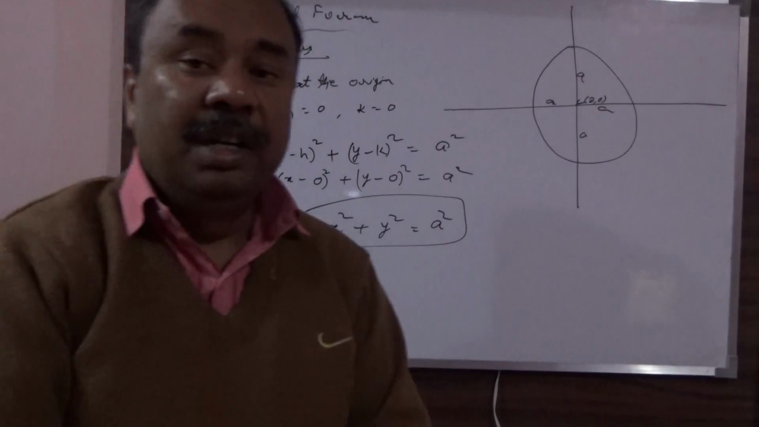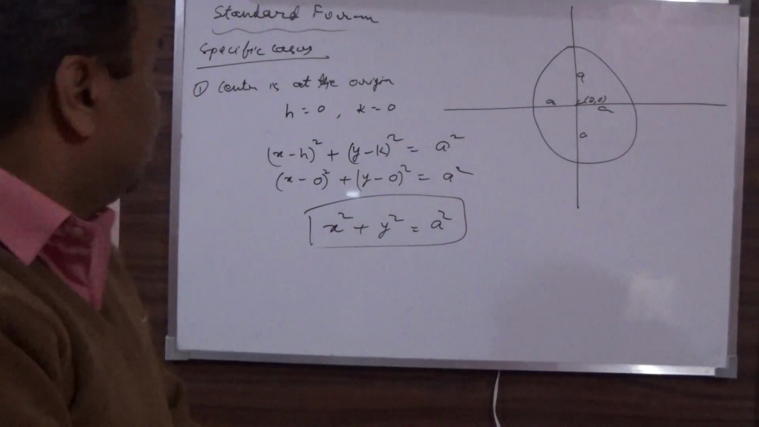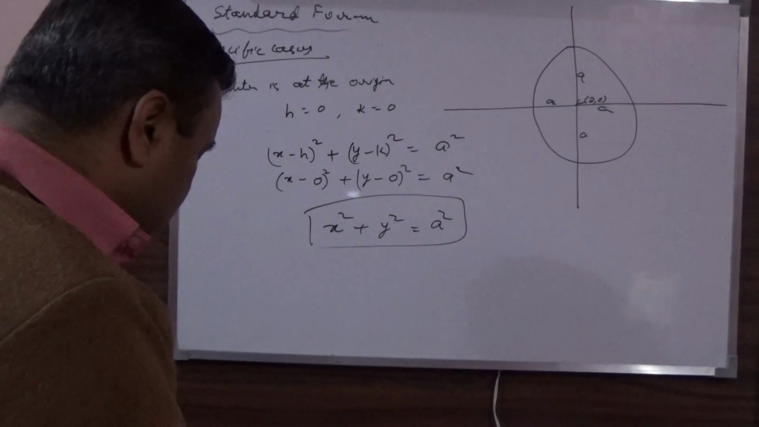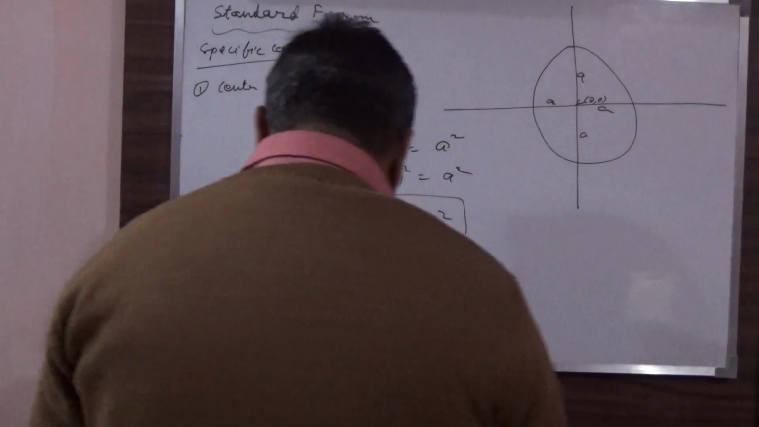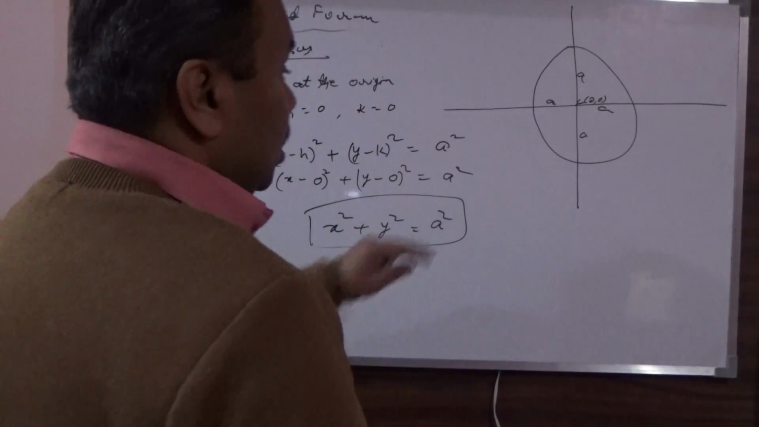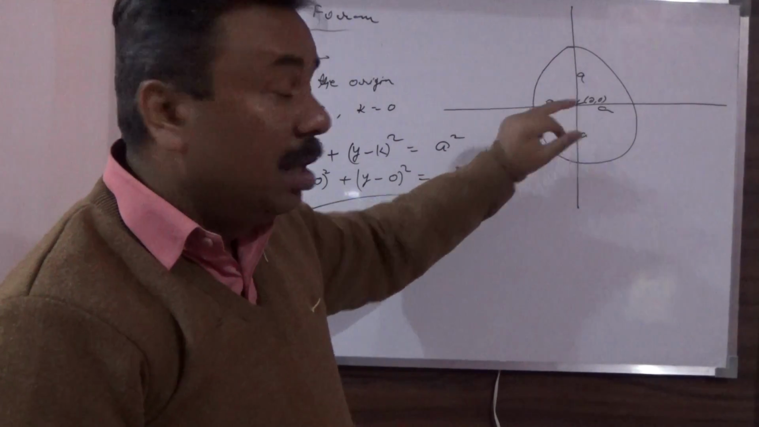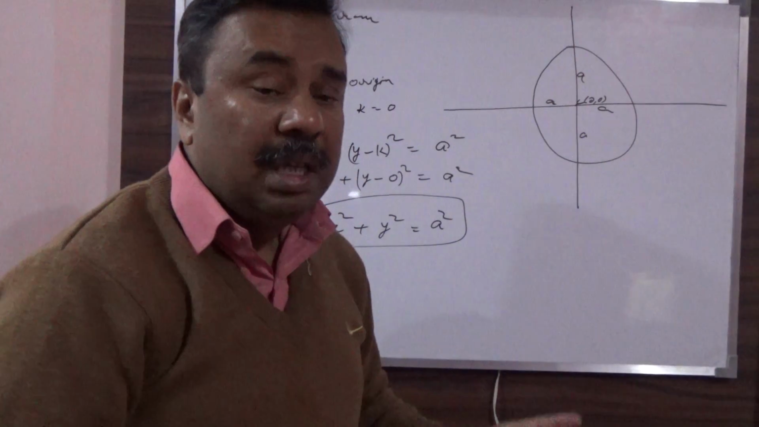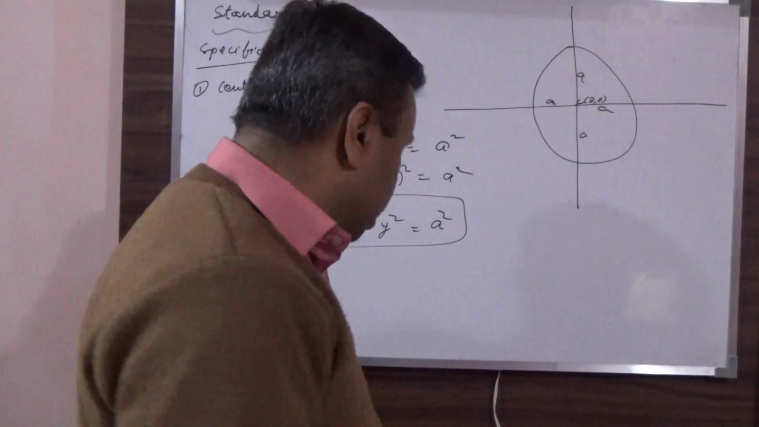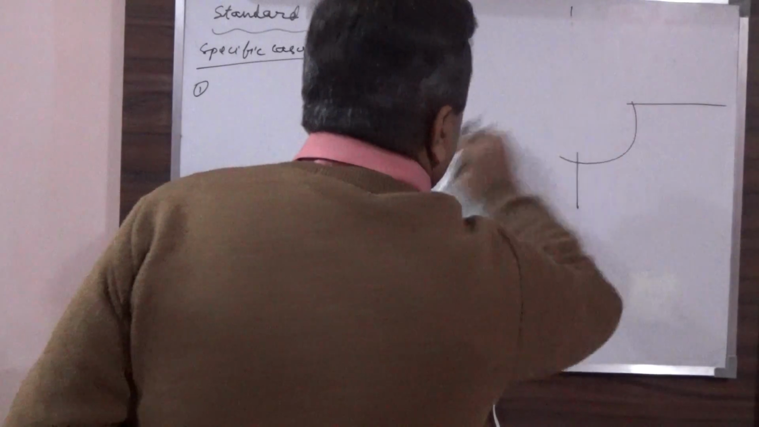Okay, this is one particular case. Now the second specific case that I am going to take is that the center is not passing, or the circle is passing. In this case I have taken the center to be at the origin. Now what I say is that the circle is passing through the origin.